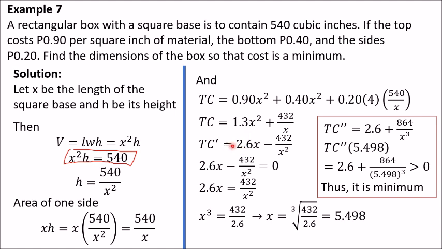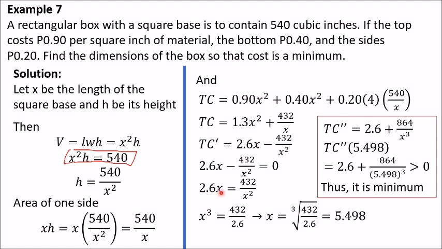Now, the next step, we will equate this TC prime into 0 para makuha natin yung value ng x. So, this equation equals 0. And then, because this is the negative, transpose to the other side para maging positive. So, we have 2.6x equals 432 over x squared. And then, solve for x, cross multiply, okay?